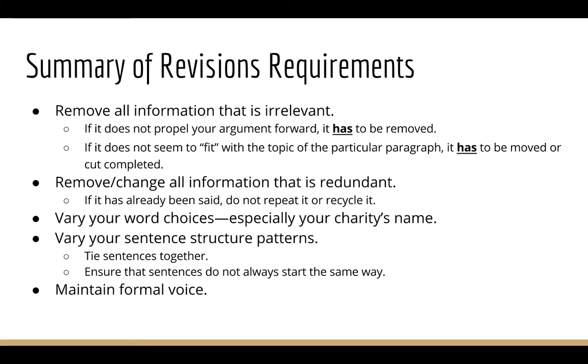You can pause on this screen and leave it open because these are the requirements of everything I've just talked about that you need to make sure is in every single paragraph. Use this screen to evaluate the first paragraph, and then use this screen to make changes to your next paragraph, and so on. So, a summary of your revision requirements. Remove all information that is irrelevant. If it does not propel your argument forward, it has to be removed. If it does not fit with the topic of the particular paragraph, it has to be moved or cut completely. Those are two separate things.